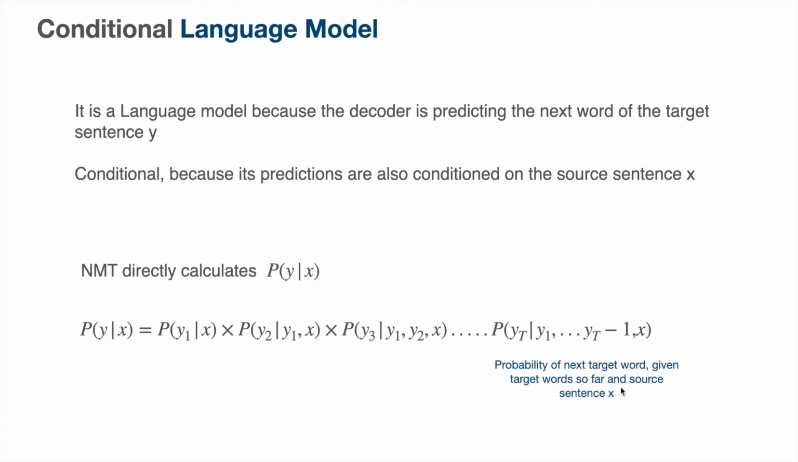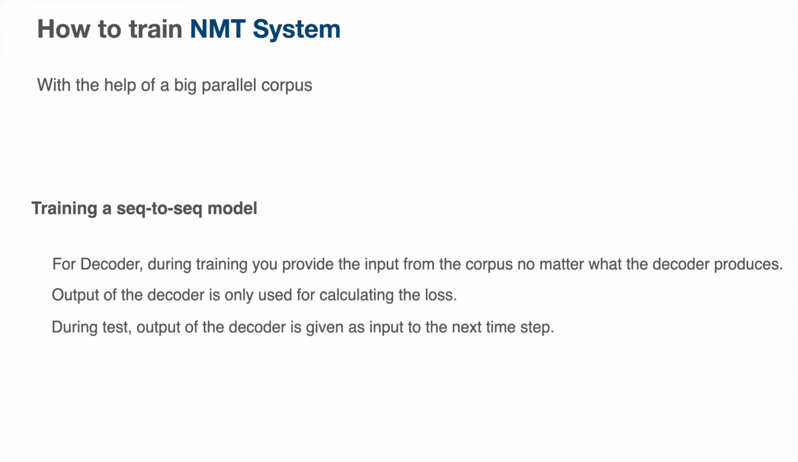the source sentence X. Now how to train an NMT system? We need to have a big parallel corpus. What is a parallel corpus? It's a collection of parallel sentences from both the source as well as the target language. Now how do you train a sequence to sequence model? What we have just seen is the test time performance of an NMT system.